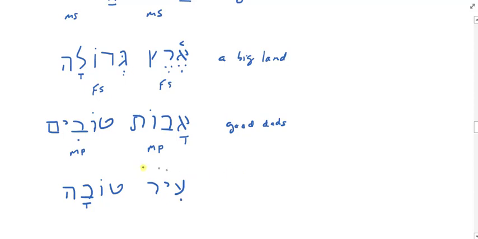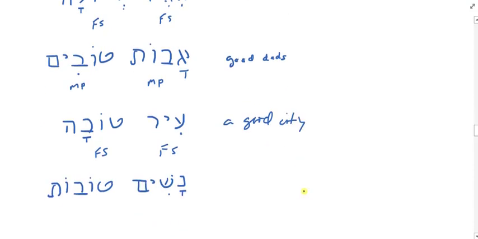Here I have ir tova. Ir is feminine singular, so tova is feminine singular, and they both are not definite, so this is attributive. It's a good city, okay? And then nashim tovot. Is nashim feminine plural or masculine plural? It looks masculine plural. It is feminine plural because this is women. And tovot, therefore, has to be feminine plural. So I have nashim tovot, and that would be good women.